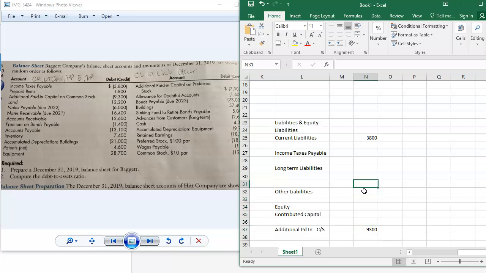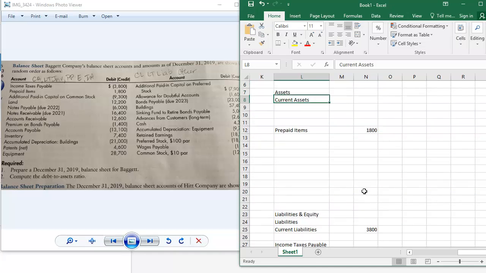Land. I'm going to put that in plant, property, and equipment. It doesn't really tell me, so I don't have that yet under my assets. So I'm going to put that. Plant, property, and equipment. We have land of 12,200.